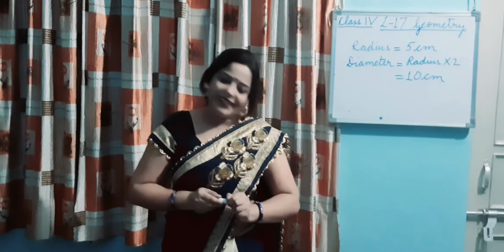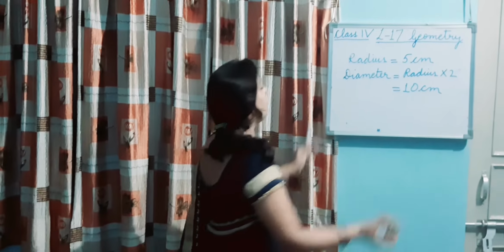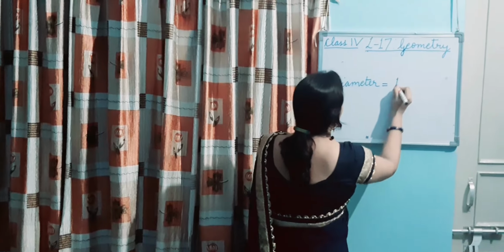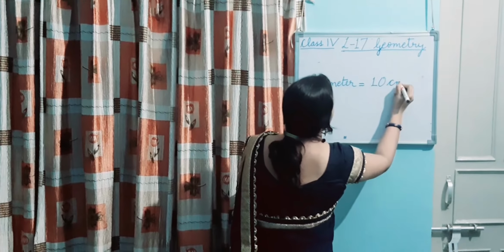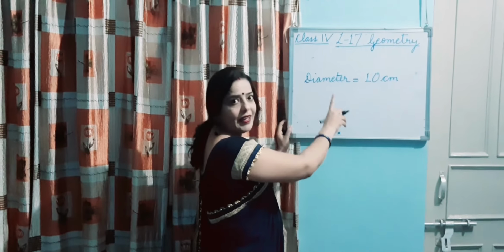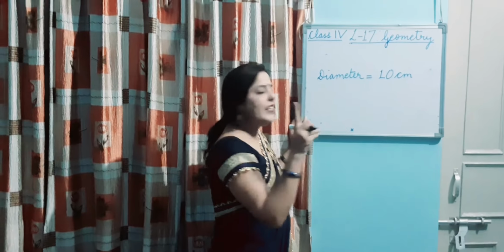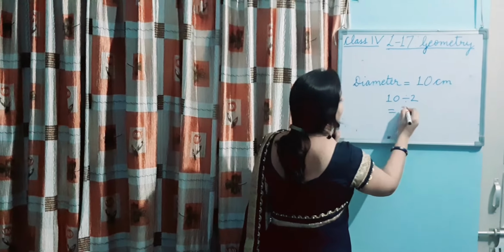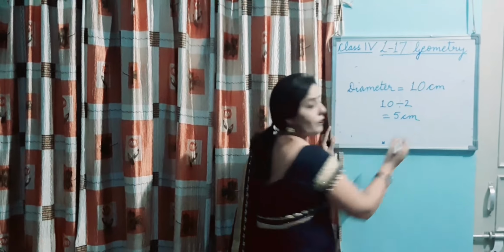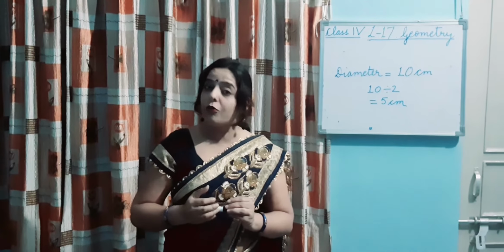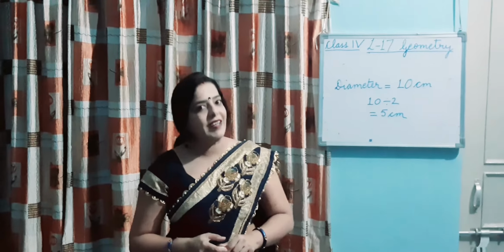So if you know the radius, you simply multiply it by 2 and you will get the diameter. Now suppose I tell you the diameter and ask you to find the radius. Diameter means the full line, and radius is just half of the diameter. So remember, if the diameter is 10 and you want to calculate the radius, you divide it by 2. If you want to find the radius, divide the diameter by 2, and if you want to calculate the diameter, multiply the radius by 2.